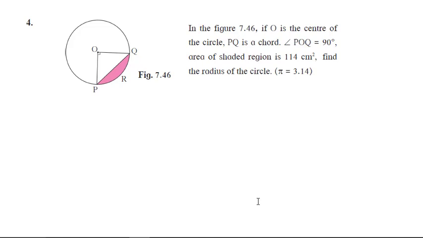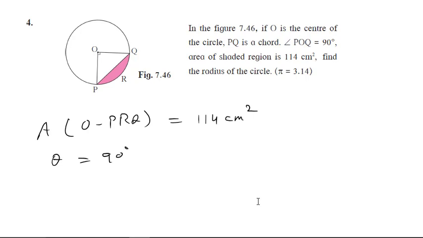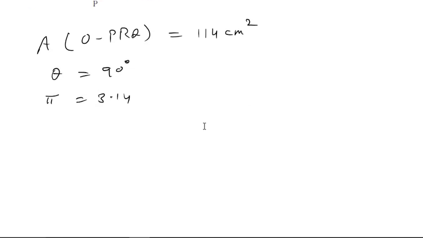Area of shaded region is given. So the area of this OPRQ is given as 114 centimeter square. Okay, this is given, right? And the angle, this central angle theta, is also given. This theta is 90 degree. And the value of pi is 3.14. Now I have to find the value of R. We have to find what is R.